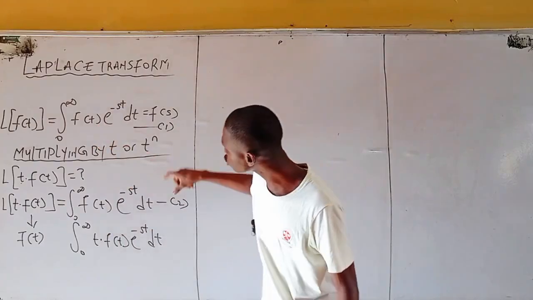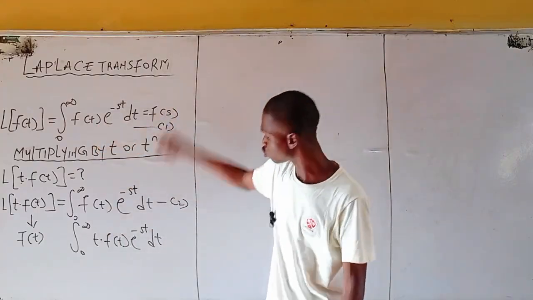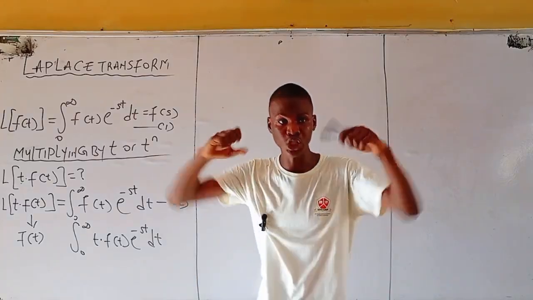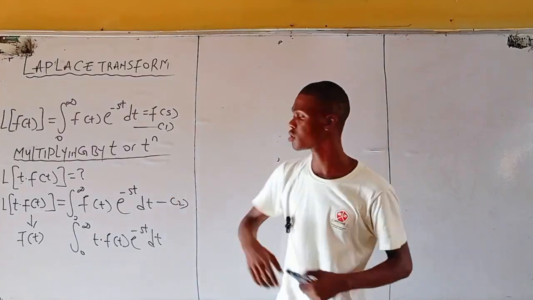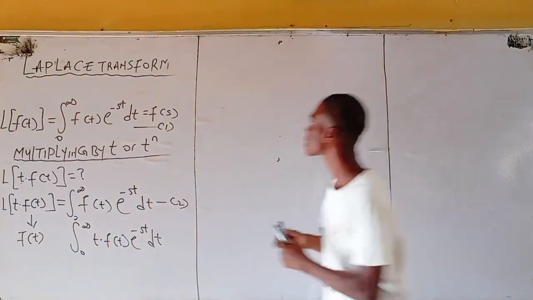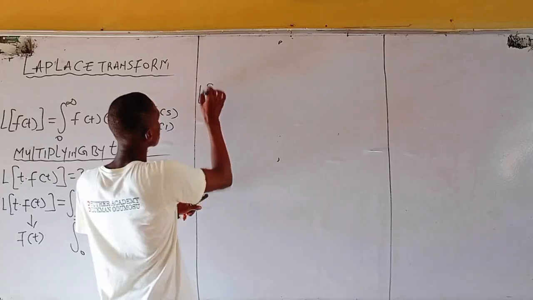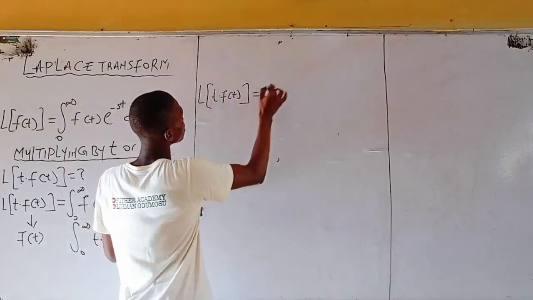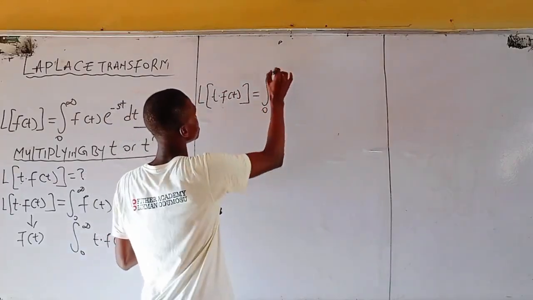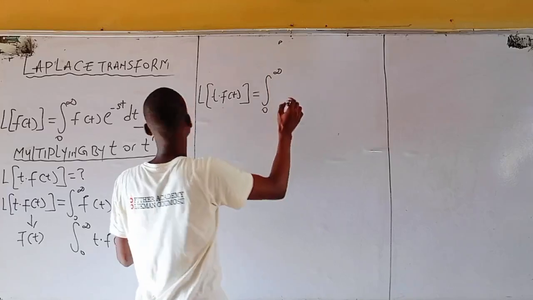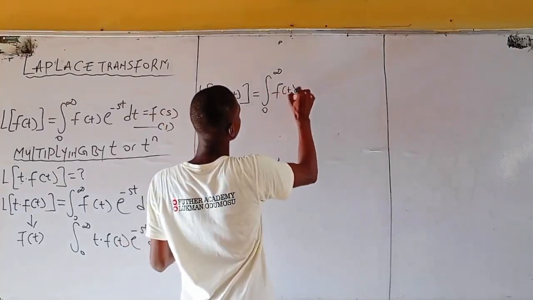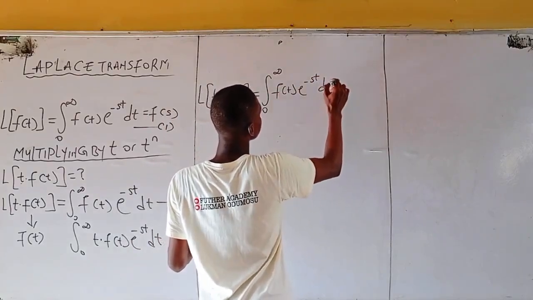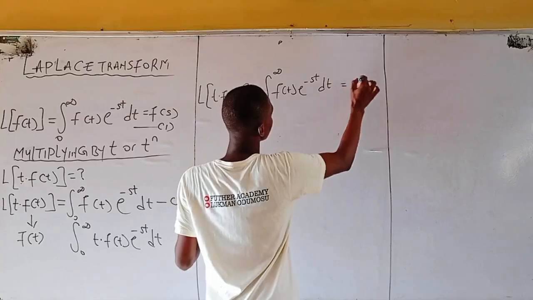So I'm saying that we want to manipulate this, meaning what we have, to something of this nature. Or you say you want to reduce it, or squeeze it, or manipulate it. So what that means is that the Laplace transform of t multiplying f of t equals the integral from 0 to infinity of f of t exponential negative st dt, which equals what?